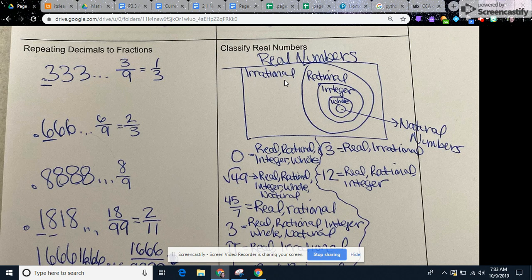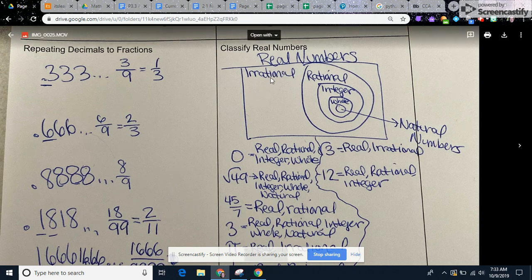Irrational numbers cannot be written as a fraction. These are going to be the ones that have square roots that are not perfect squares. It's going to be like pi, which doesn't have an ending point. It doesn't repeat, and it doesn't terminate. So it's 3.14159265358979323 and so on. That would be an irrational number.